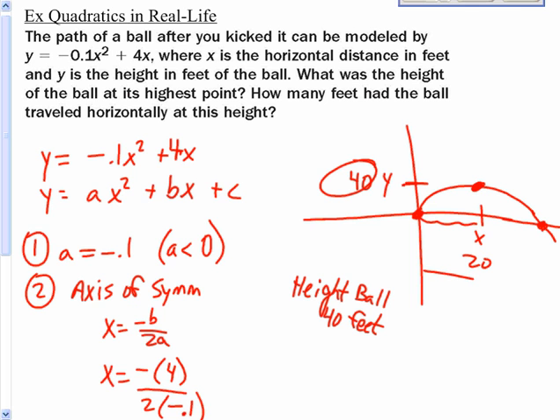How far did it go to get to that horizontally? Horizontally, it's only traveled 20 feet.